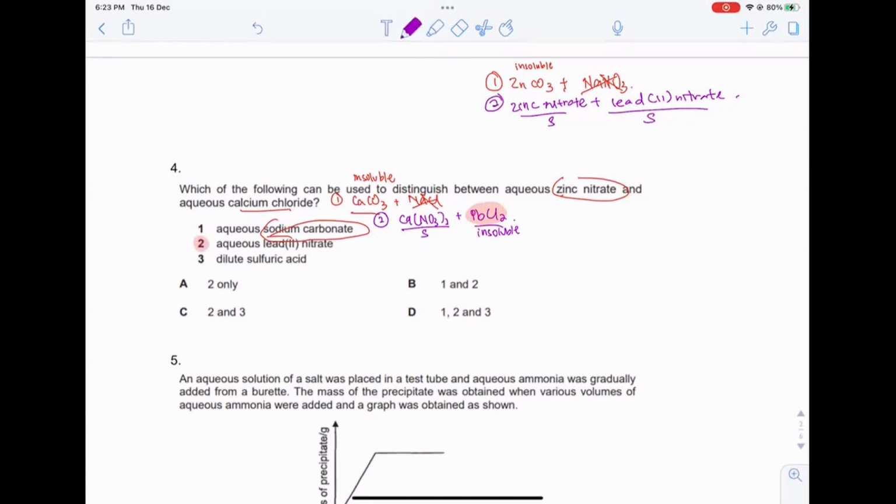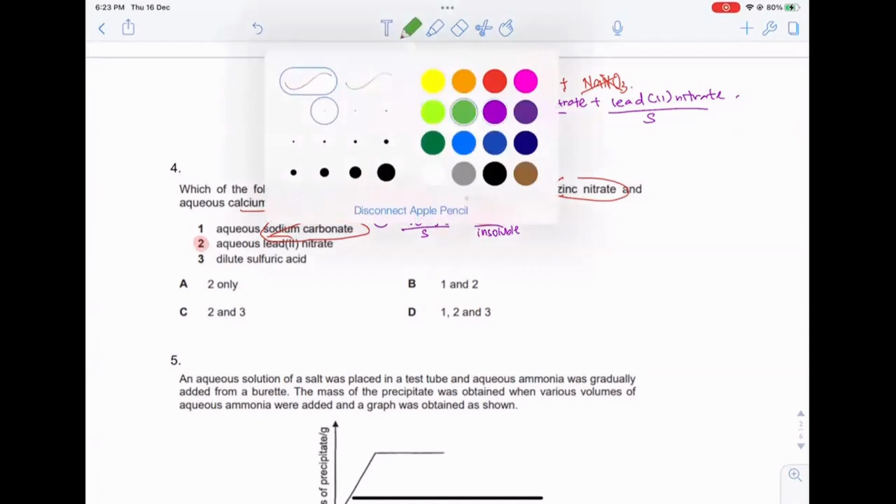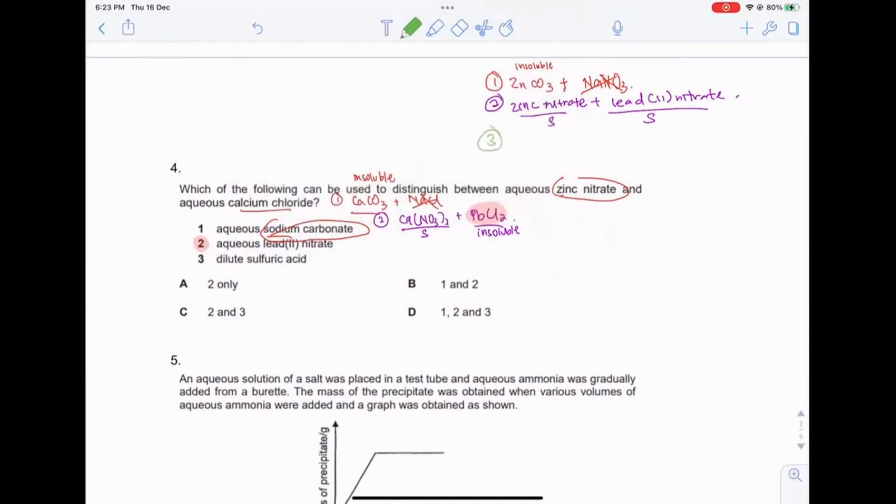And then the last one, number 3, change color again. Zinc nitrate with sulfuric acid, you will get zinc sulfate. And nitric acid. Okay, you don't have to care about the other one because acids are always soluble. So I'm just going to care about the zinc sulfate. And then the next one will be calcium sulfate. And then, it will be hydrochloric acid. So I'm not going to care about it because, like I said, it's always soluble. So I compare this. Zinc sulfate.